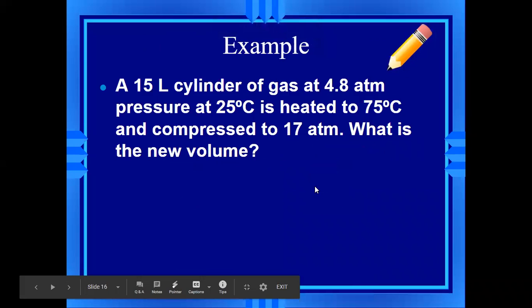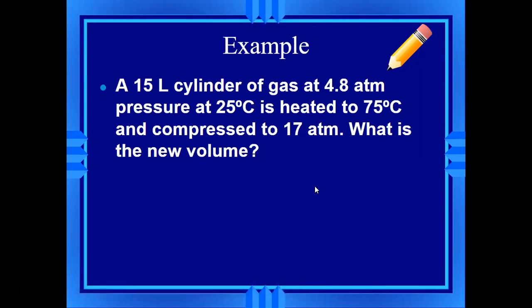So now let's do a little bit of practice using that same formula. We have a 15-liter cylinder of gas at 4.8 atmospheres and at 25 degrees Celsius. It is heated to 75 degrees Celsius and compressed to 17 atmospheres. So what is the new volume? Let's look at what we have here.